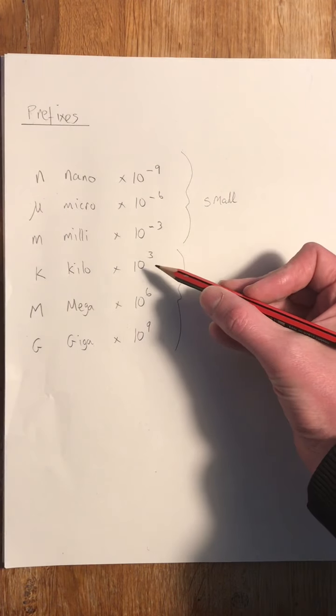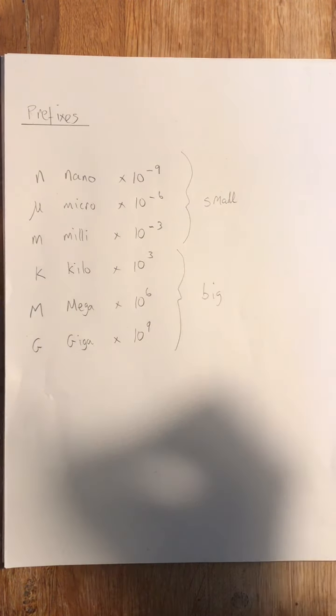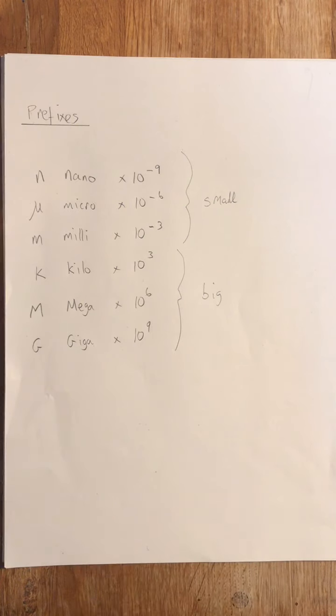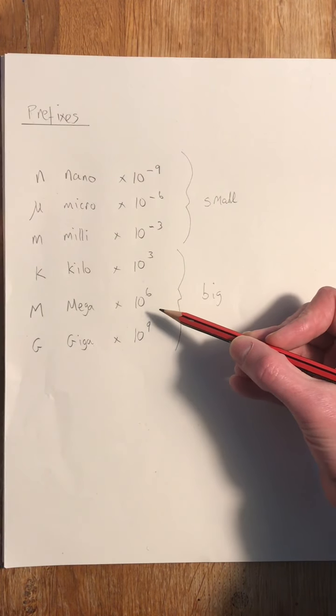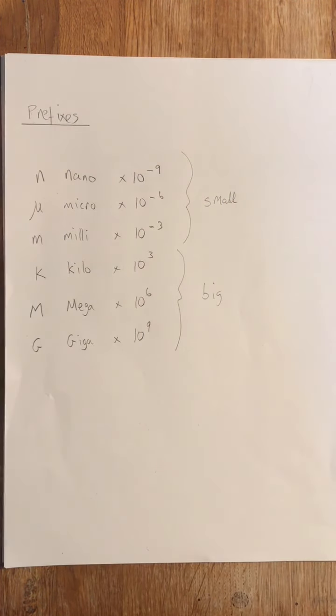So kilo, again you should be familiar with. A kilometre is 1,000 metres, so the prefix kilo is 1,000 or 1 times 10 to the 3, zeros onto the end of your number. Mega is 1,000,000, like a megabit in computing or internet speed. Megabits per second, so that's 1,000,000 or times 10 to the 6, zeros.